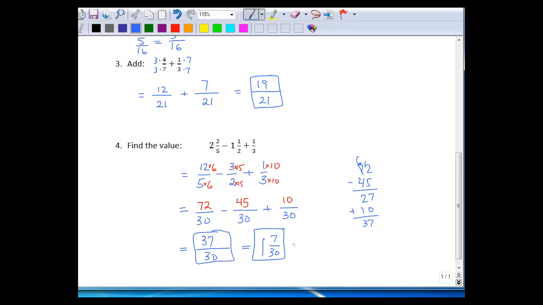Just remember, to add and subtract fractions, or to decide which is larger, you need to have a common denominator.